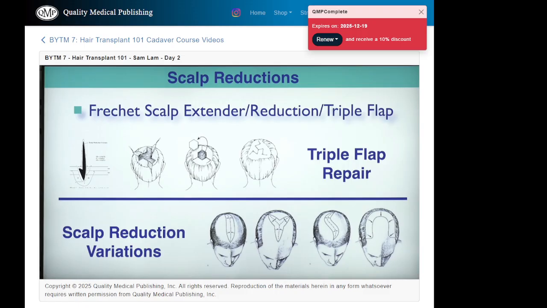If you think about it, if you've got a crown that's round and you narrow it, you're going to have a narrow band. Now, the way to fix it is called a triple flap repair, where you're rotating to recreate the whirl. You're going to see some of these probably at some point, and it's important to understand what a scalp reduction is, what a scalp extender is.